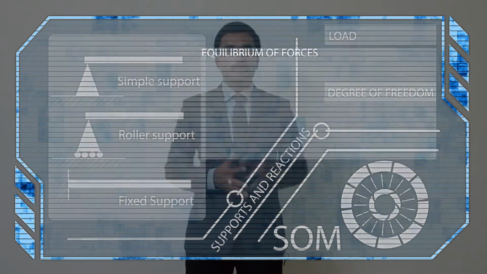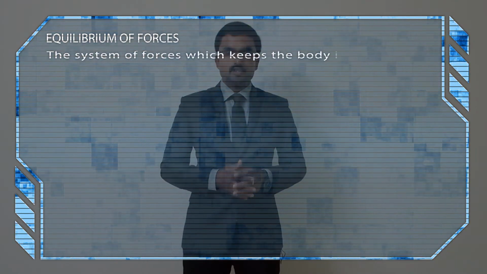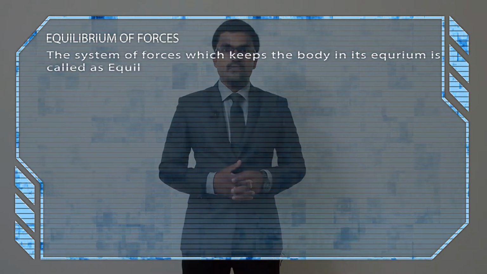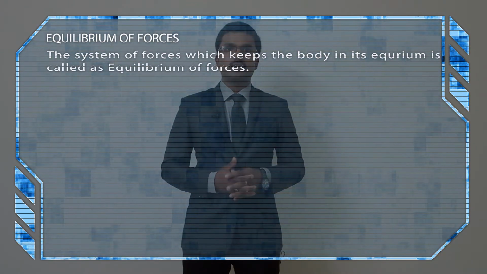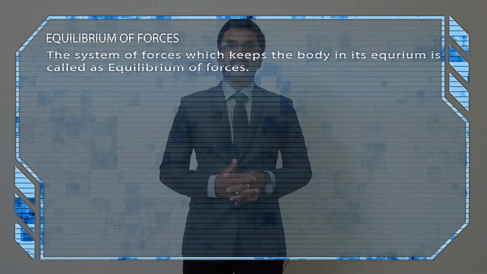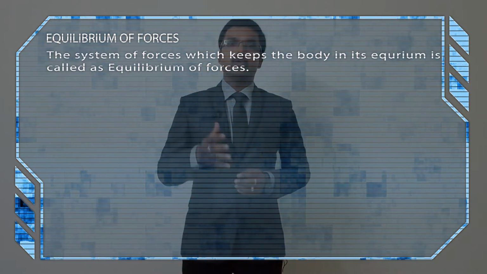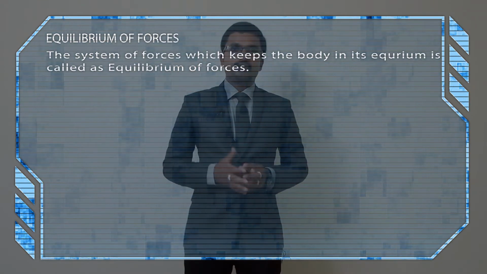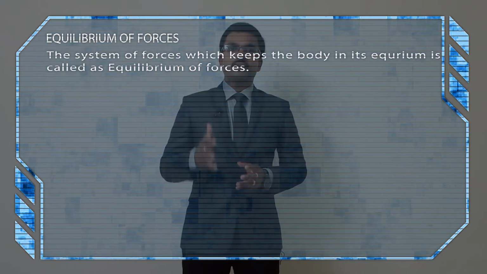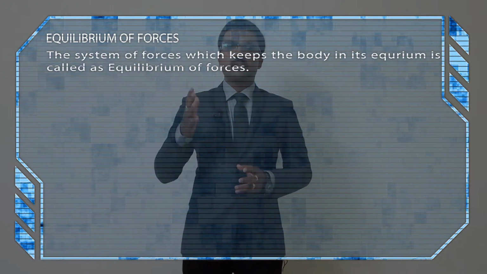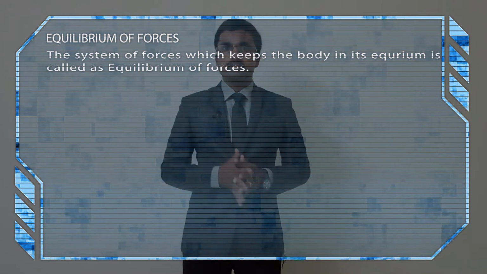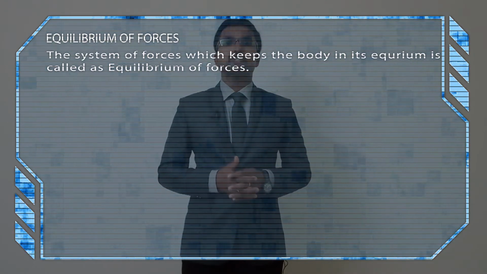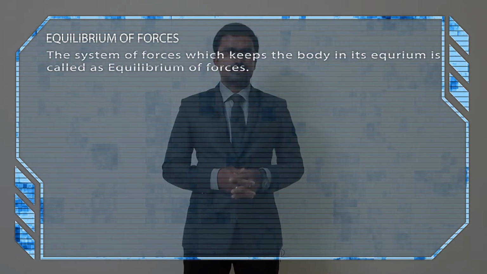Next, we have equilibrium of forces. The structural elements will remain in their state of rest even after they are loaded. This is possible by generating reactions at the support. These reactions will nullify the load acting on the beam. So, the beam will stay in a state of equilibrium. This system of forces which keeps the beam in its state of equilibrium is called equilibrium of forces.